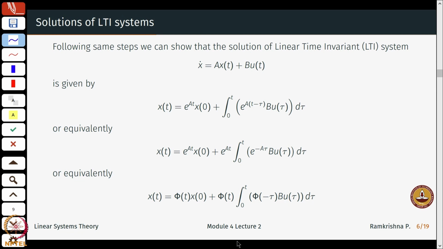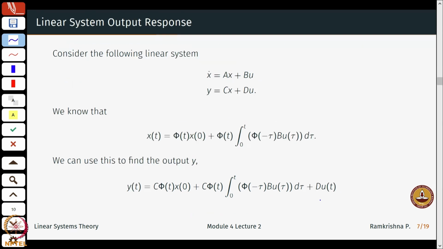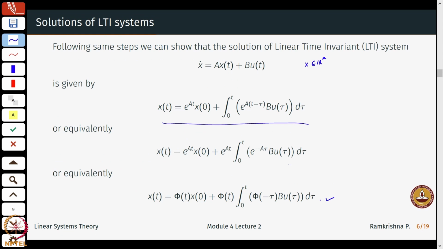Following these similar steps, can we now show that the solution of an LTI system, where x is now an n-dimensional state vector, is given by this particular expression? Equivalently, since I can just take e power At outside, the equation looks something like this. Or in general, if I were to write it with a state transition matrix phi of t, then the expression would look something like this. Let us see if this is actually true.